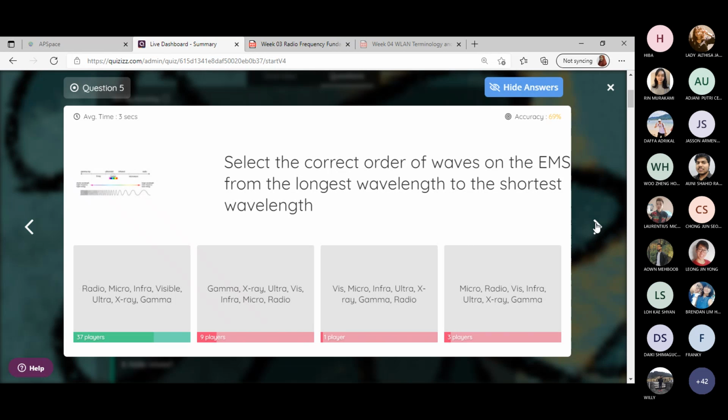All right, next one. Select the correct order of the waves. This one you need to refer to the spectrum. Of course, gamma is not the longest. Gamma can only travel a short distance, right? The longest one is radio. The shortest one is gamma. This one you can refer to the spectrum, then you get it right. That's why the majority of you get it right.